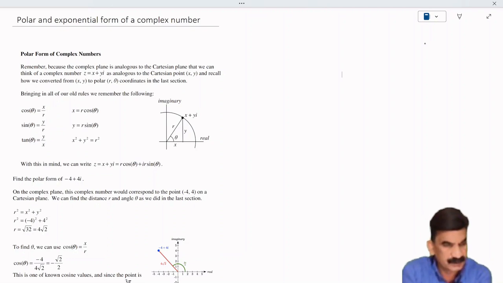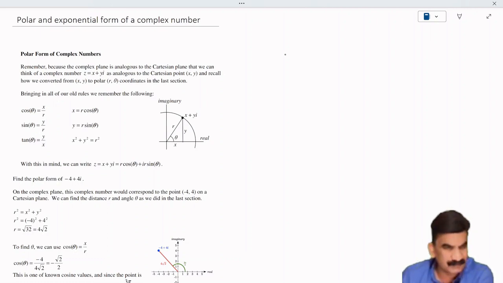Polar and the exponential form of the complex number. And so we'll primarily be concerned with the polar form. The exponential form is self-explanatory. We can represent the complex number very similar to what you do in the Cartesian plane. It is called the Argand plane. There's not much of a difference.